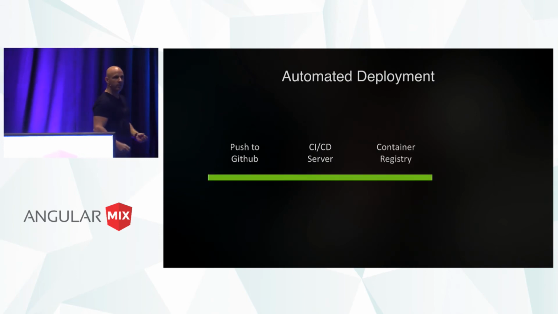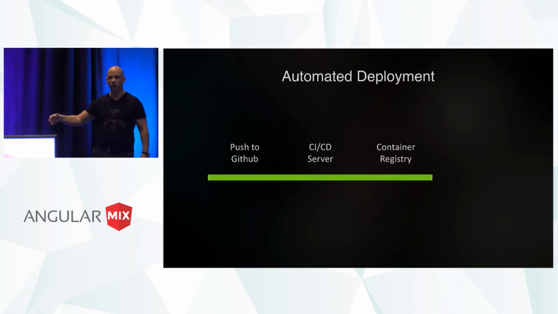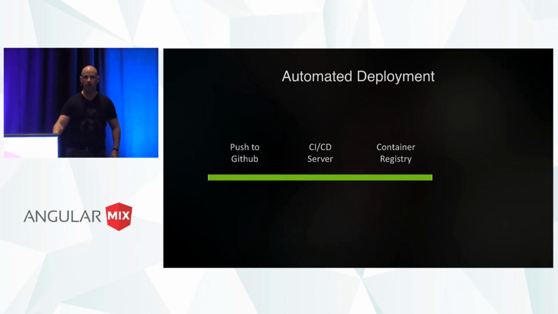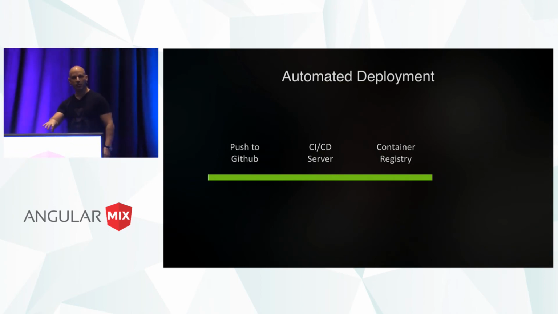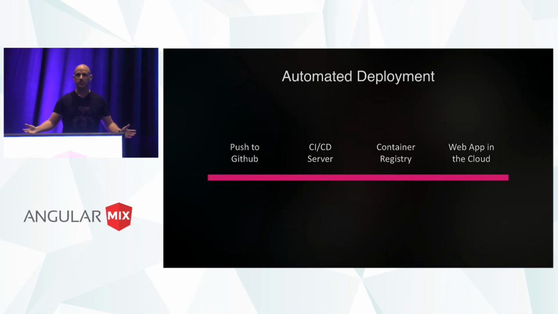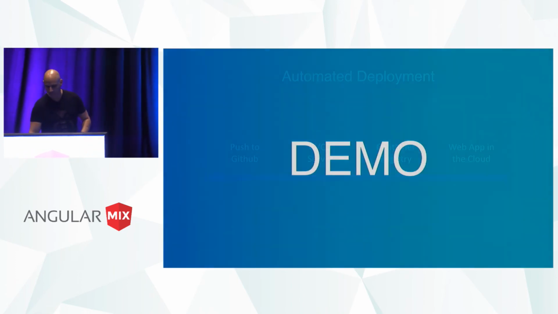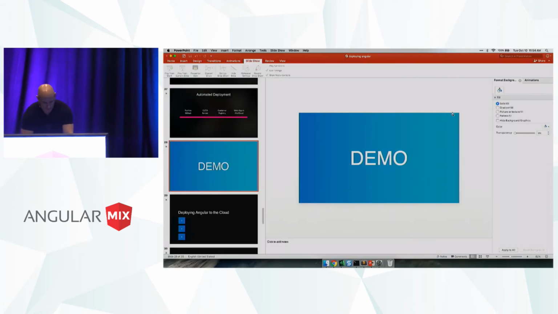I then want it to take that code, build it and push it to a container registry. I want it to do what I just did manually through VS Code inside of a CI tool, and then put it in a container registry, and then just put it in the cloud. Wouldn't it be great if all I had to do was git push to do that? That's my goal. Let's go try this out.